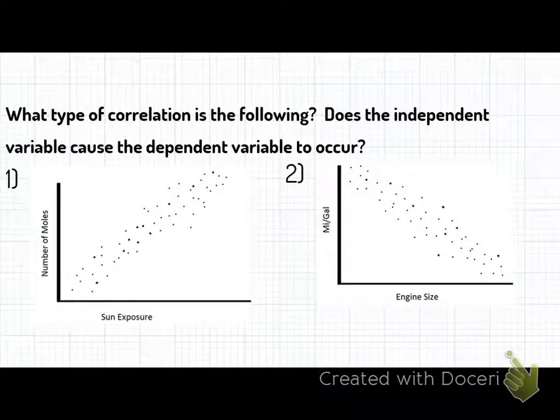Okay, so let's just say that I'm going to show you a couple of them. The directions here are: what type of correlation is the following? Does the independent variable cause the dependent variable to happen? Okay, make sure your hands are to yourself. So, on number 1, let's say I'm a doctor, and I'm in my med school program, and I just wanted to do a new study on sun exposure and the number of moles my patients have.